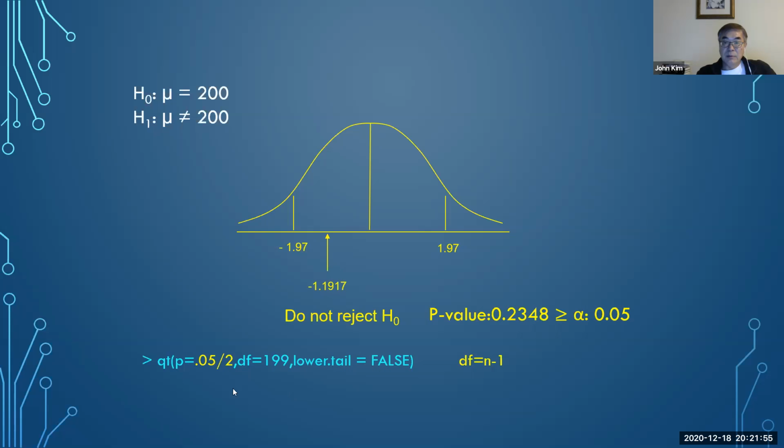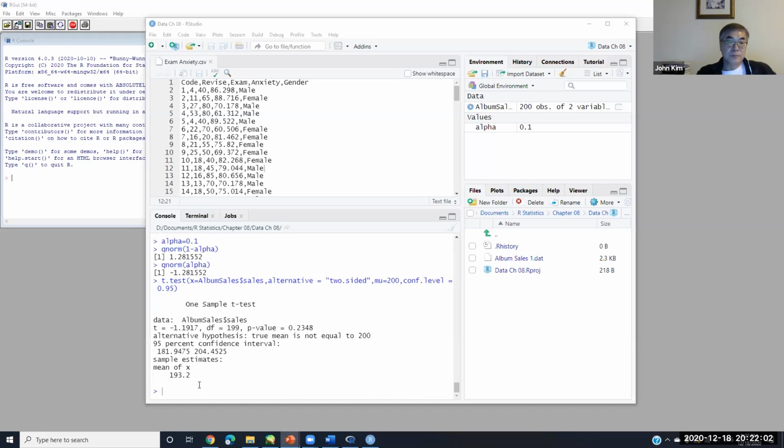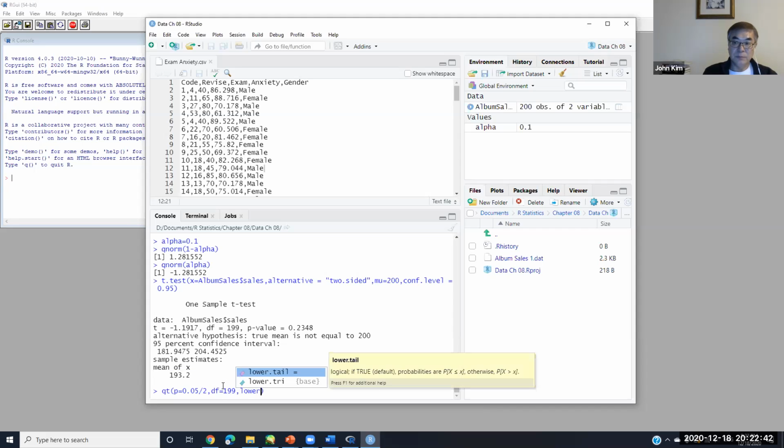So type in this function and arguments, then we can get the critical value for the t-test, qt, p equals alpha 0.05, just 0.05, divided by 2 because it is two tail, and then degrees of freedom equals 199, and lower tail false, because it's two tail.